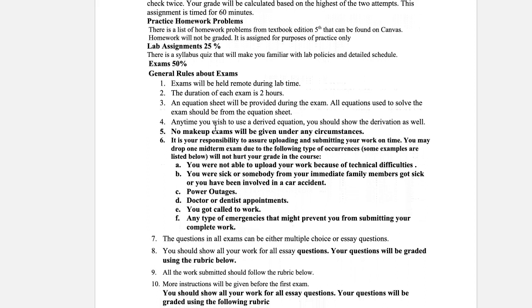The exams, they are going to be 50%. They will be held during lab time. They are going to be remote. The duration for each exam is going to be 2 hours, and I will add 20 minutes for uploading.